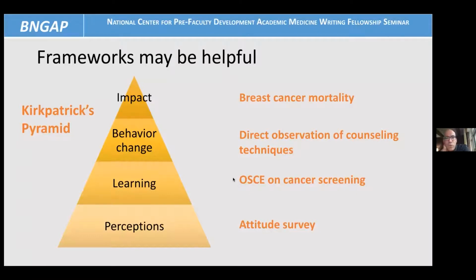And moving forth today, we'll have some more examples in which we'll use this pyramid and a previous Bengap project to see how we could come up with ways to evaluate our presentations or projects.